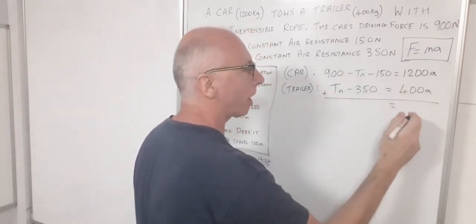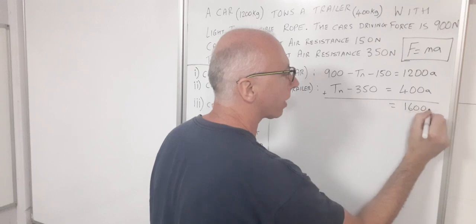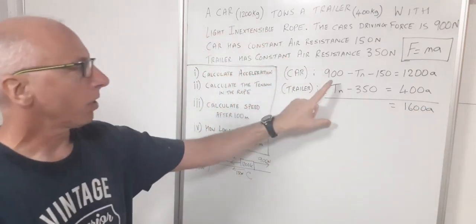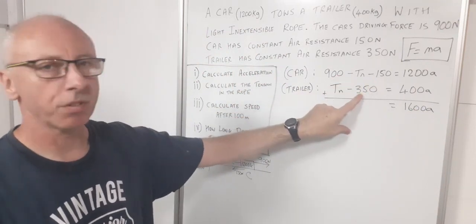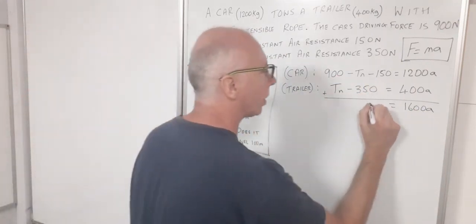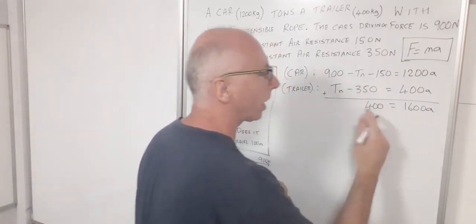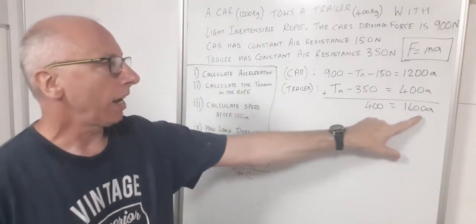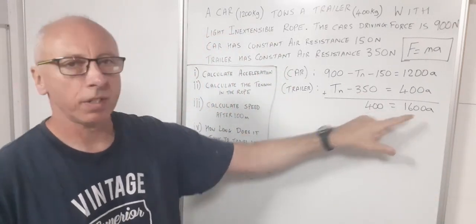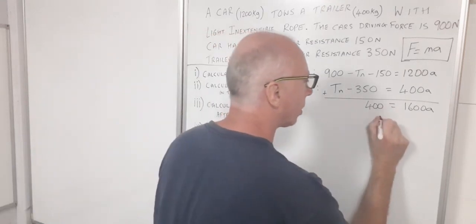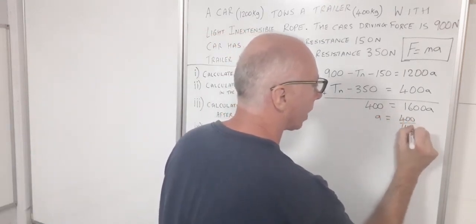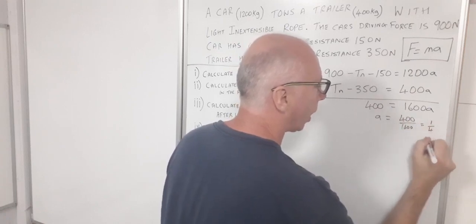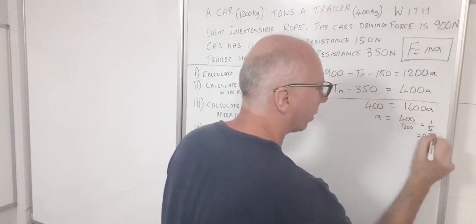And on this side, that looks like 1600A, that's straightforward. Then we've got 900 minus 150 is 750. Minus 350, that gives me 400. So therefore we can clearly see acceleration is 400 divided by 1600, which gives me 1/4 or 0.25.